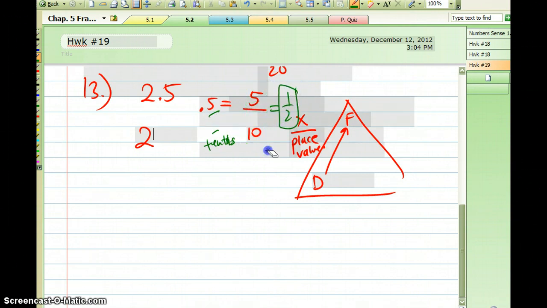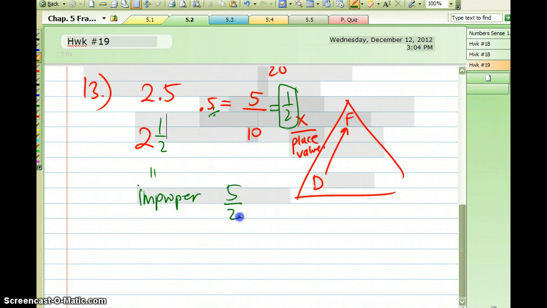So 0.5, some of us know that as half, so then it's just 2 and a half. Now, I don't see 2.5 as my answer, so I need to look for the one that's improper, which is going to give me 5 over 2, which is the answer C.